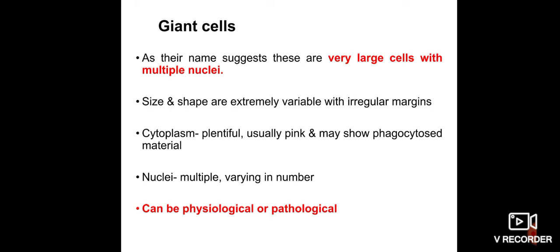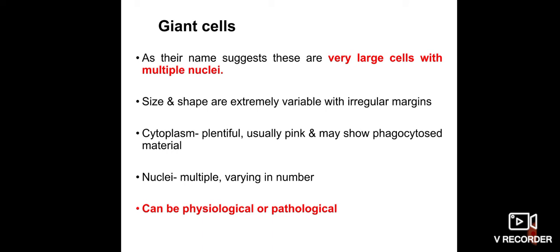Then you have what are called giant cells. Giant cells are nothing but very large cells with multiple nuclei. The size and shape are extremely variable with irregular margins. Cytoplasm will be plentiful, usually pink, and it can show phagocytosed material. Nuclei will be multiple and varying in number.